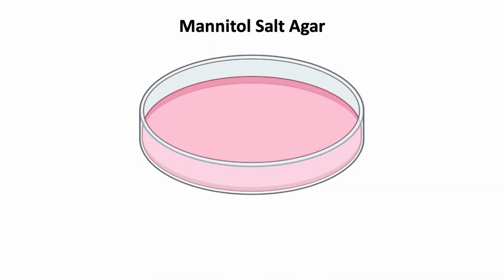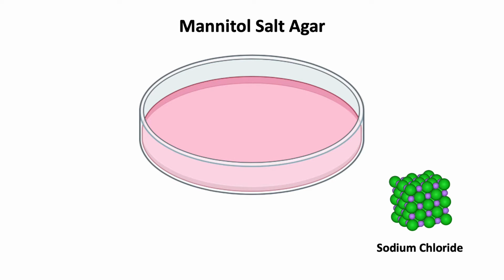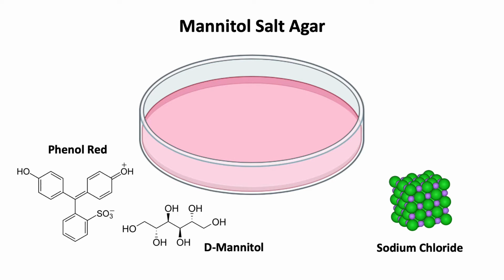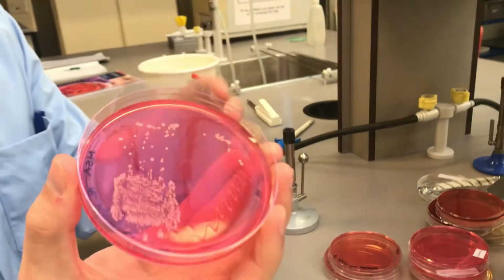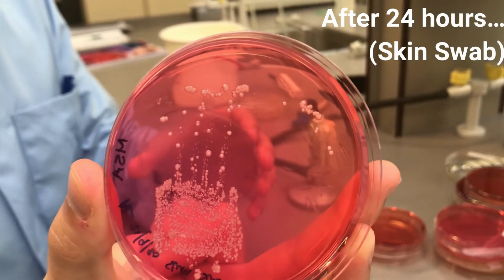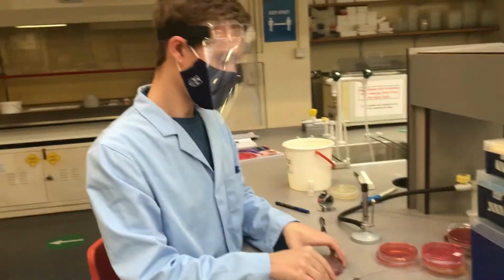Mannitol salt agar contains a high salt concentration which selects for staphylococci. It also contains D-mannitol and phenol red, which allows mannitol fermenting and non-fermenting species to be differentiated. Fermentation produces an acid which turns the phenol red indicator yellow. After this incubation, we can see there has been non-mannitol fermenting growth from the skin swab.